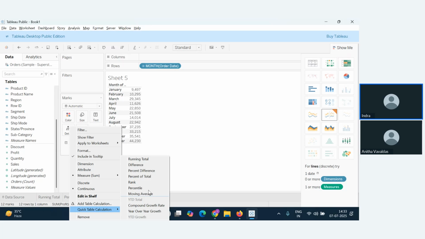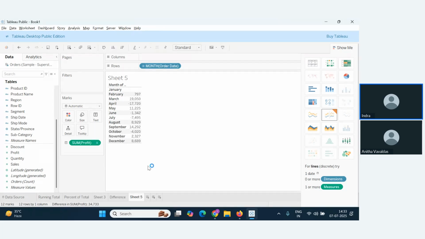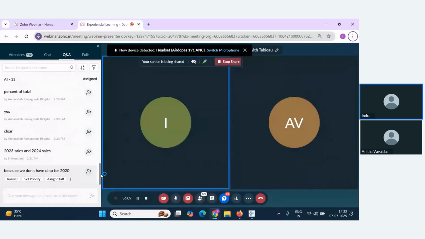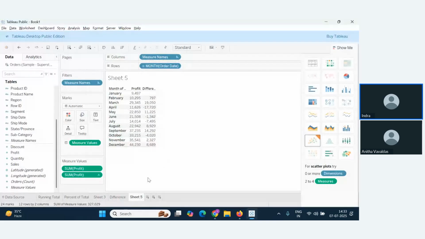Click on the drop down to do calculations and select difference. Okay. Profit next to each other. This is the difference value and this is the profit. If you subtract these two, you get this value. If you subtract these two, you get this value. Likewise for all of them. This is the difference.